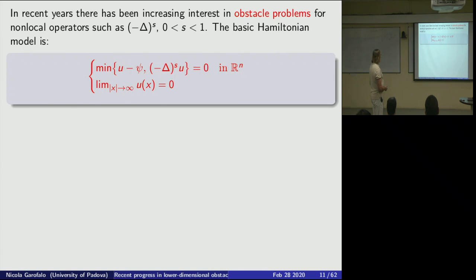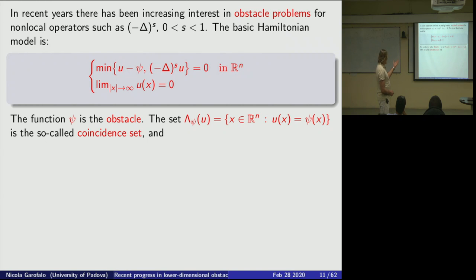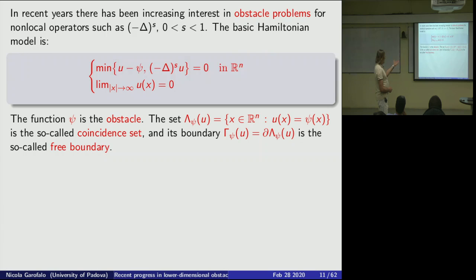So the basic Hamiltonian model of the non-local obstacle problem is this one. Again, psi is going to be your obstacle. This psi is going to be defined on all of space now because you have a non-local operator, and you're minimizing between u minus psi and minus Laplacian to the s of u. s is a number between 0 and 1, and I will show you where these problems come from in a moment. You want this minimum to be 0. And then you need to impose some uniqueness condition, so you want u to go to 0 at infinity. The function psi is the obstacle. Again, you call the coincidence set the set where u coincides with the obstacle, and you call the free boundary the topological boundary of the coincidence set.